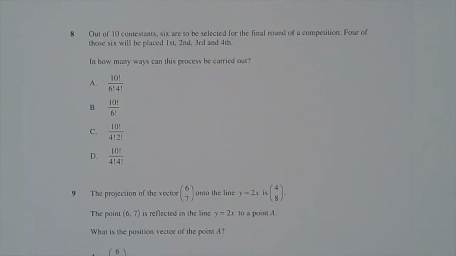Question 8. Out of 10 contestants, 6 are to be selected for the final round of a competition. 4 of those 6 will be placed first, second, third, and fourth. In how many ways can this process be carried out?